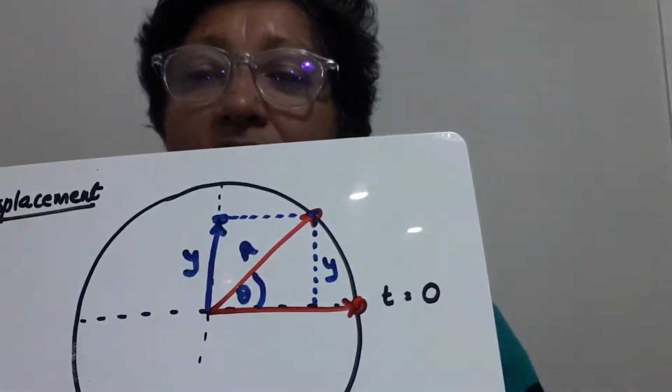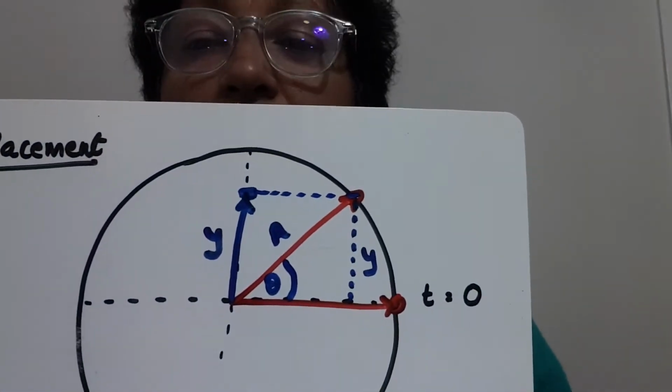So this is the third of the videos on SHM equations, and this one is how those equations are derived using the reference circle. There are three of those equations. There's one for displacement, one for velocity, and one for acceleration. So we've already gone through the graphs and you know what those shapes look like. So this is how you get the displacement equation.